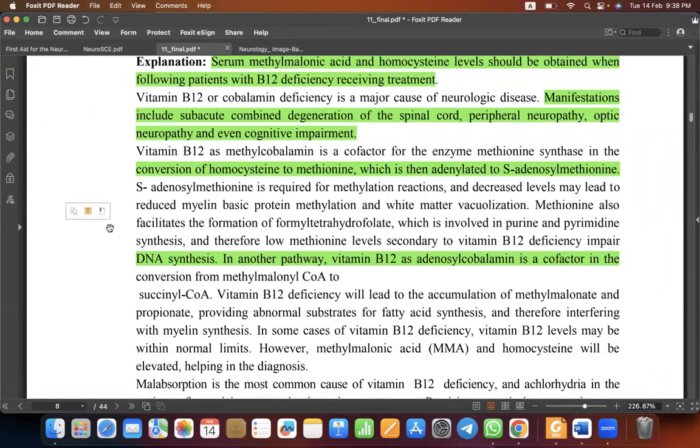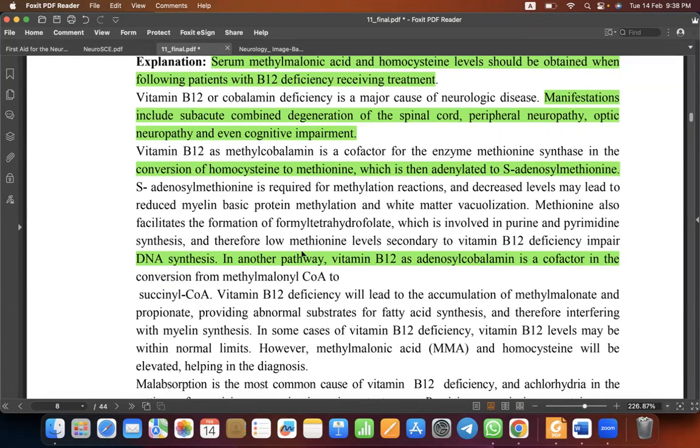B12 is an important cofactor for the enzyme methionine synthase that converts homocysteine to methionine, which is then adenylated to S-adenosyl methionine. S-adenosyl methionine is required for the myelin basic protein. Whenever we get reduced myelin basic protein formation, there will be some problem. The myelination will not be there, and there will be associated white matter vacuolization.